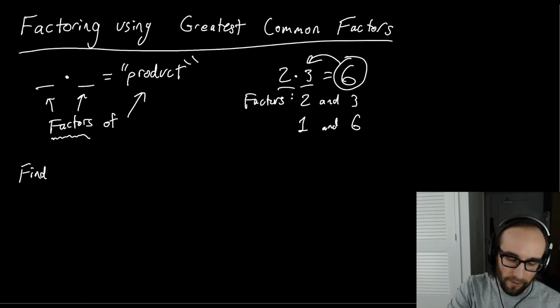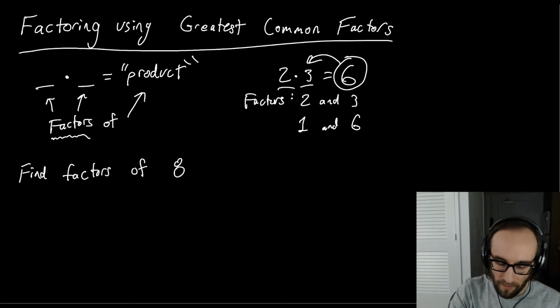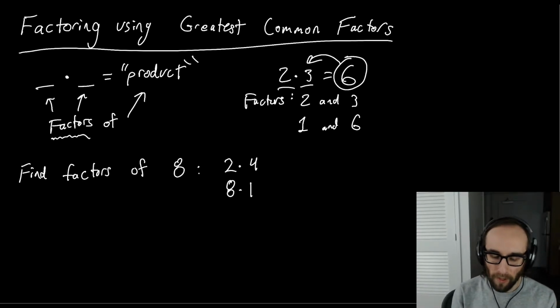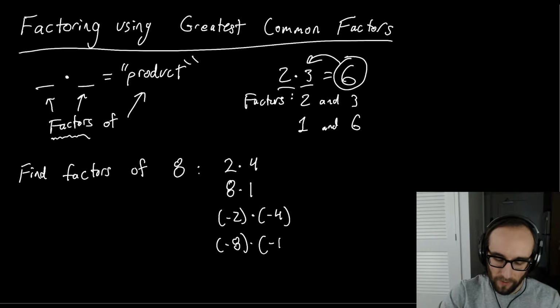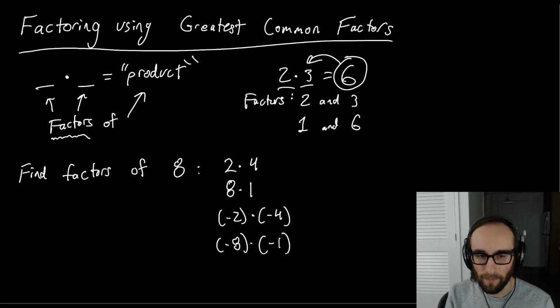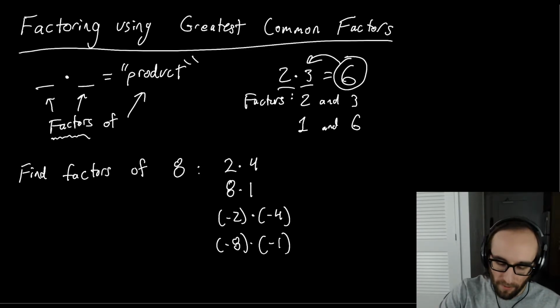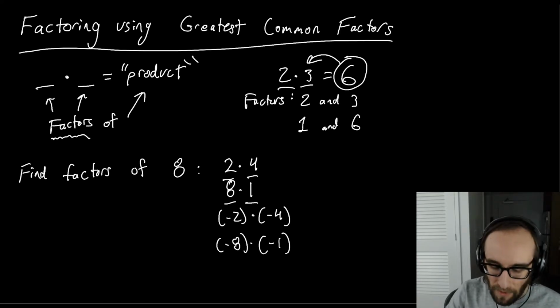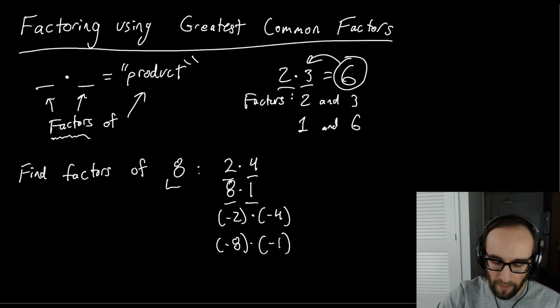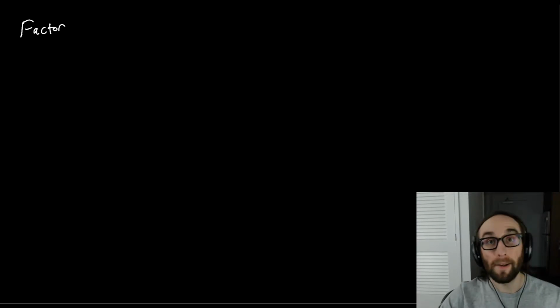So if we're asked to find factors of a number, for example, factors of 8, well, we have 2 and 4. We also have 8 and 1. Some other factors you could also include are -2 and -4 and -8 and -1, because a negative times a negative gives us a positive. Okay, so we're rewriting 8 as numbers being multiplied. So that's what it means when we factor a number. Sometimes we'll be asked to factor more than one term. So here 8 is just one term, but sometimes we'll be asked to factor a binomial or a trinomial.